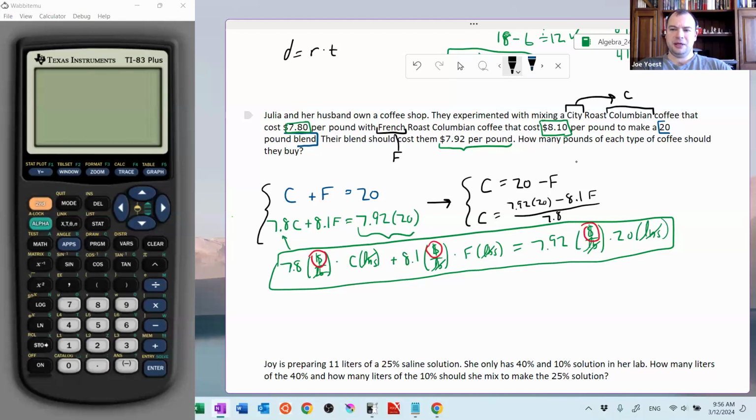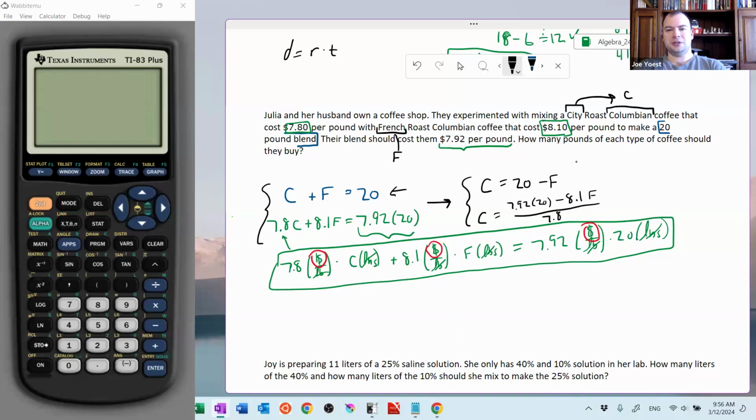I note that I need to make a 20-pound blend. So that's my first criterion, that the amount of city roast plus the amount of French roast has to total 20 pounds. And that gives me my first equation. C plus F equals 20. Not bad there. The next one's a little bit tricky.